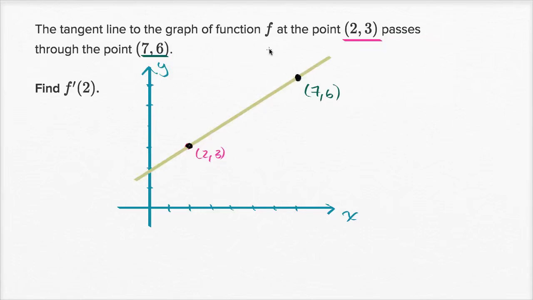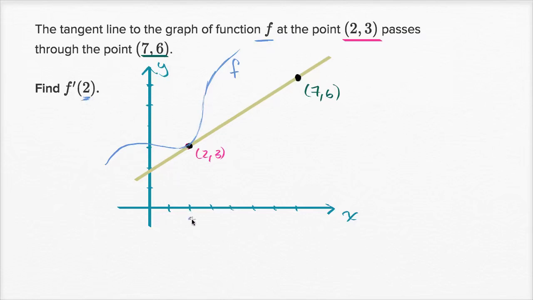We don't know anything other than f, but we can imagine what f looks like. Our function f could look something like this. It just has to be tangent, so that line has to be tangent to our function right at that point. So when they say find f prime of 2, they're really saying, what is the slope of the tangent line when x is equal to 2?